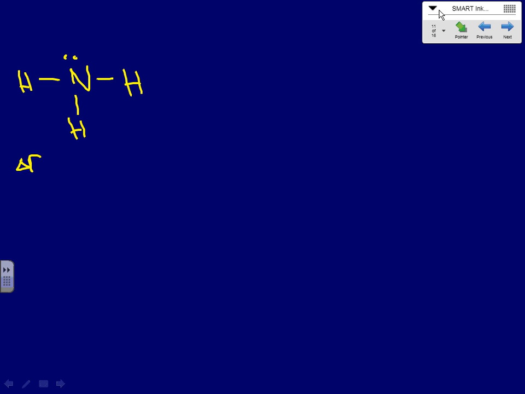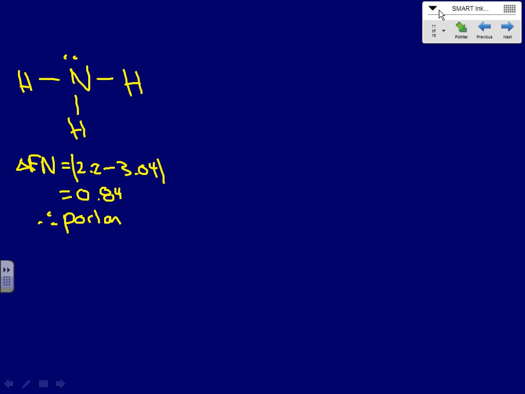We're looking for polarity, so I need a delta EN. H, I believe, is 2.2. The nitrogen is 3.04. So delta EN? 0.84. Therefore, what can we say about those bonds? They're polar bonds. You need to memorize those numbers on your little chart to determine whether they're polar. It's between 0.2 and 1.7, and therefore they are polar.